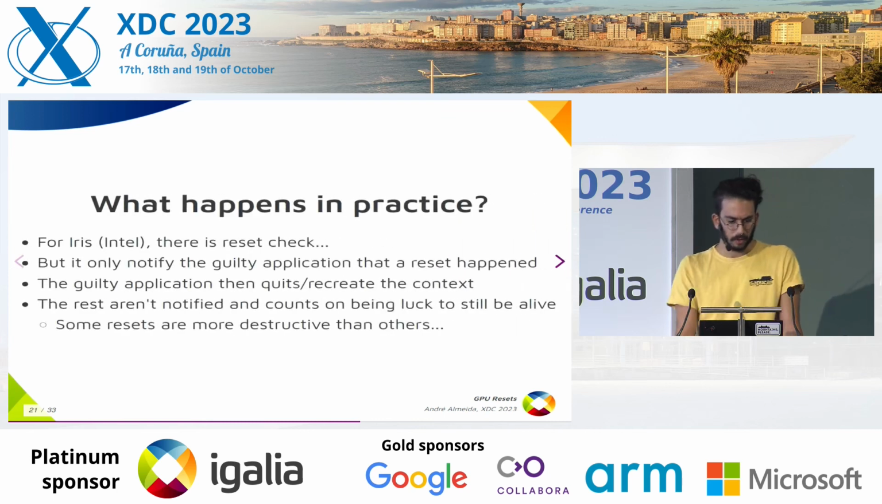So for Intel, there is a reset check, but it only notifies the guilty application that a reset has happened. And this works because Intel has a very good per context reset, but it's kind of tricky because if some other context is affected by the reset, we'll have no idea that a reset has happened. So yeah, the application needs to be lucky to be chosen as guilty. And as I said before, different kinds of resets will have different impacts.